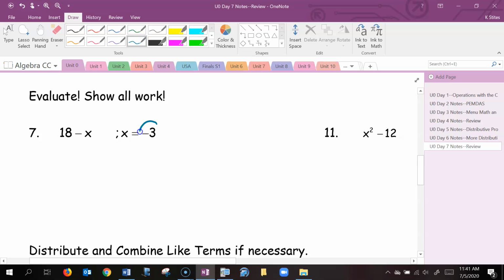Remember the key idea with this is you want to take your number and we're substituting it in place of your variable, and you do always want to put parentheses around the number you are plugging in. So this is an 18 minus negative 3, which plus plus becomes a 21.